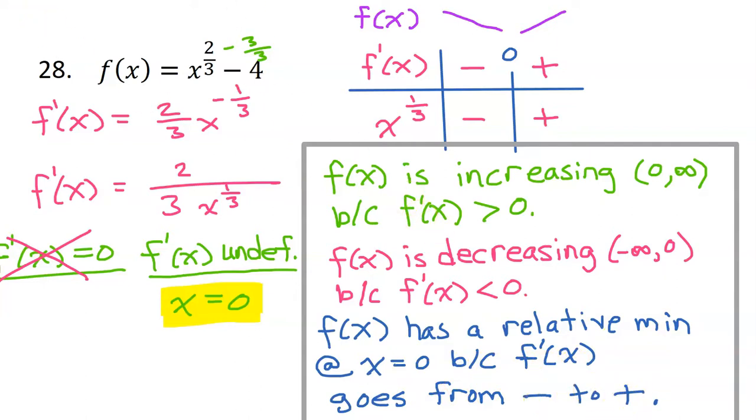Notice in your justifications, they are all based on f prime. F prime is positive. F prime is negative. F prime goes from positive to negative. Make sure you are basing all of your justifications on f prime here.